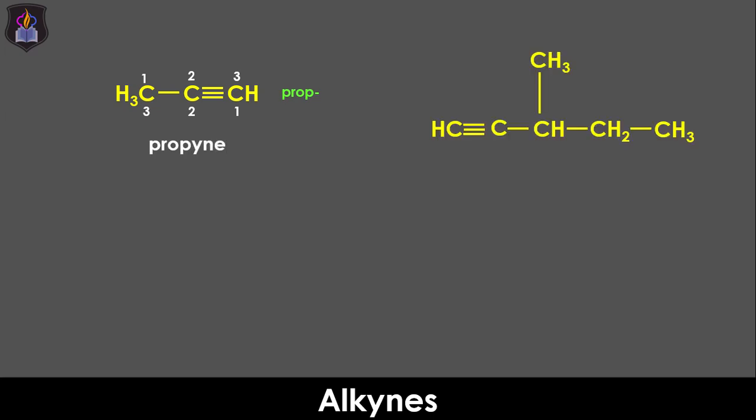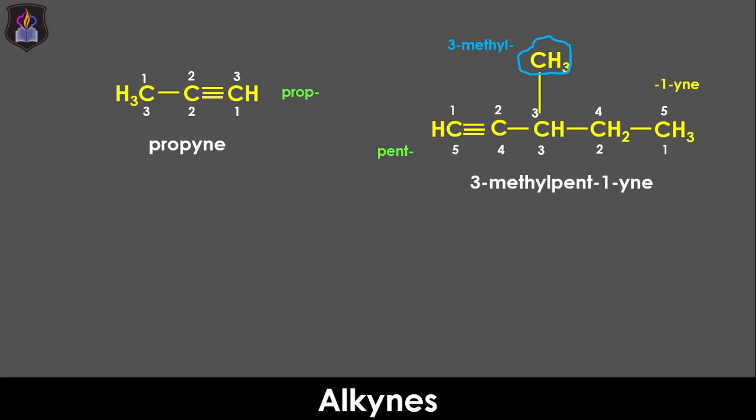So when we combine the root and suffix, we obtain propyne. In the second compound, there are 6 carbon atoms in the molecule, out of which 5 make up the parent chain with the root name pent, and 1 is a methyl substituent. Numbering from left to right gives the functional group the lower positional number of 1 and not 5. So the suffix is 1-yne. The methyl substituent is attached to carbon 3 and therefore forms the prefix 3-methyl. Combining the prefix, root, and suffix, we obtain 3-methyl pent 1-yne as the name of the compound.